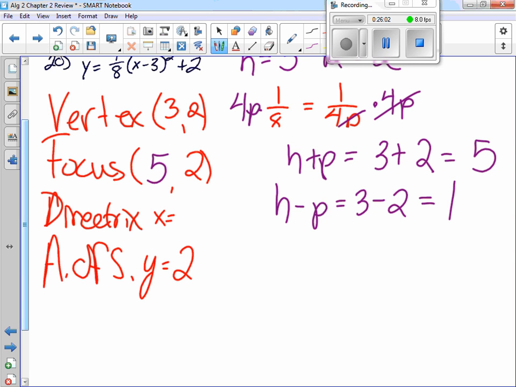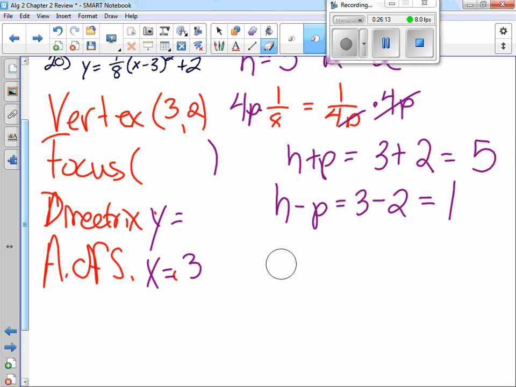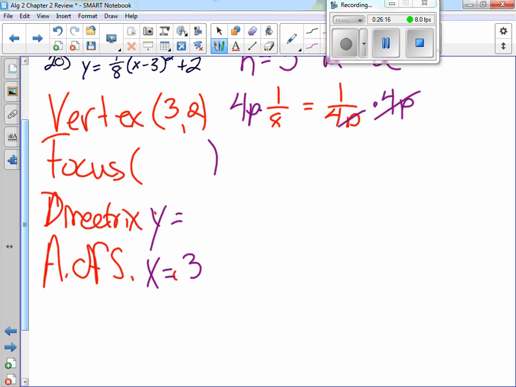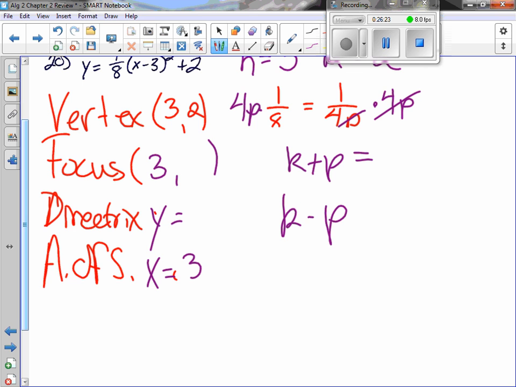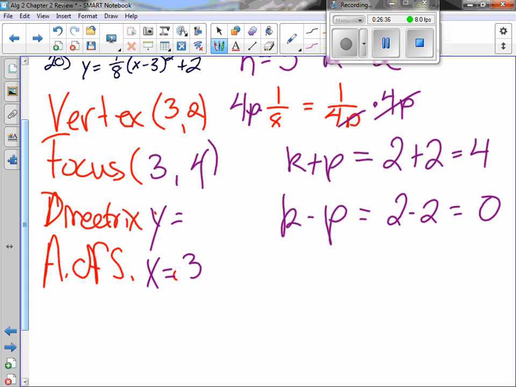Are we doing the y equation? Yeah, sorry, I got them flipped. Thank you. So this should be y, this should be x, so this is 3. Thank you. So this here should be, the 3 is correct, so we're doing k plus p. So it's 2 plus 2, which is 4. Thank you. And this would be 2 minus 2, which is 0.